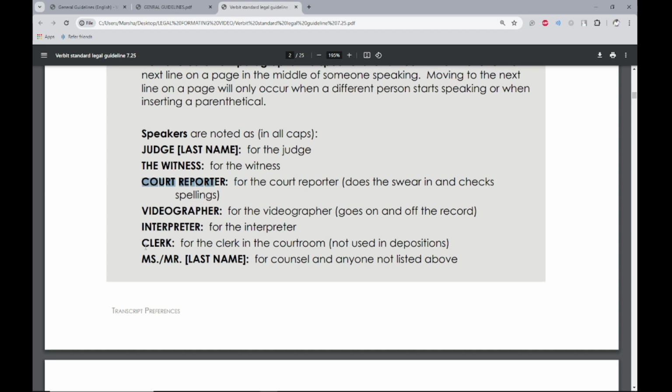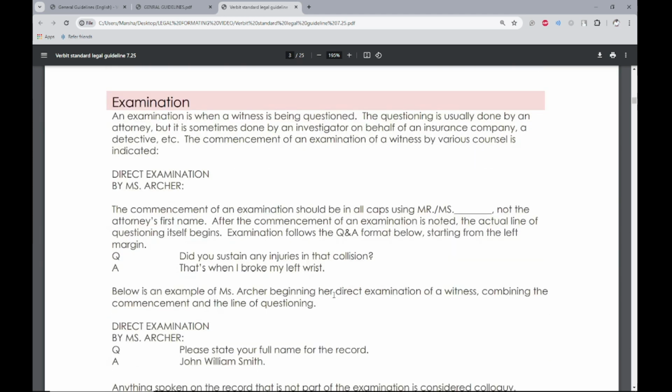so if you're doing a deposition, you won't be having the clerk, of course, and also you won't be having the court. No clerk, no court, no judge in a deposition. They are just the lawyers and the court reporters and the witnesses. Right, okay, let's continue.